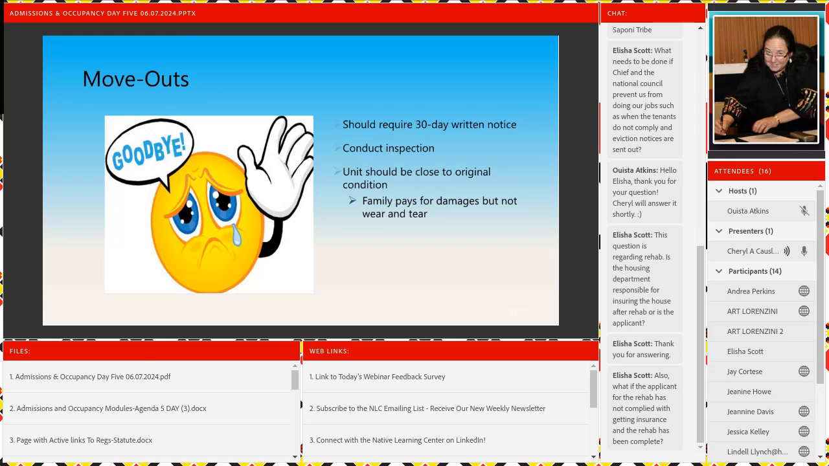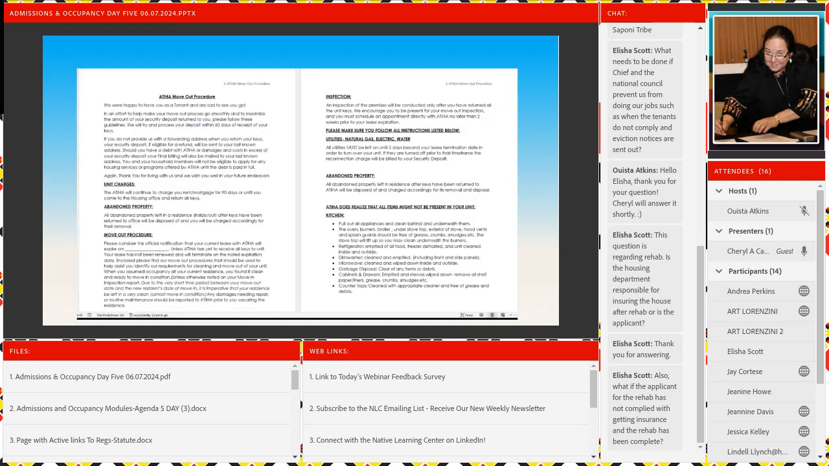It should require a 30-day written notice. You're moving out. We need to have notice. Give us 30-day notice. We need to conduct an inspection. Those units, when you return them, should be close to original condition. Okay? You need to pay for damages, not wear and tear. Okay, there's a difference there. This is what it says: we were happy to have you as a tenant. We're sad to see you go.